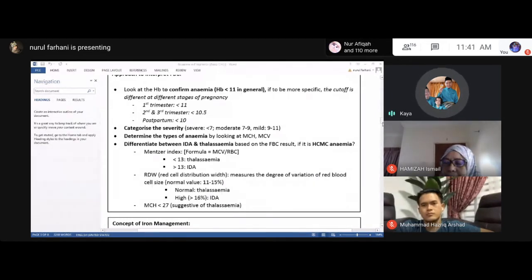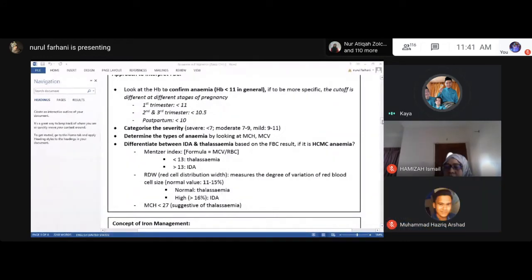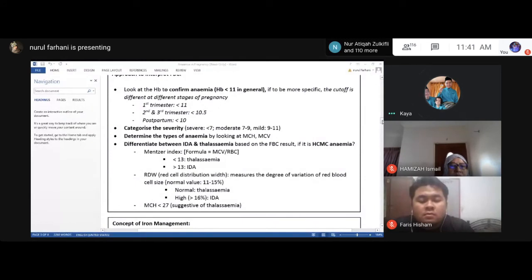RDW, or red cell distribution width, also helps because when we have iron deficiency, our body tries to replenish. When we replenish, a lot of new red blood cells are produced. So RDW shows how many variations there are in our blood formation. In IDA, we have different levels and different sizes of red blood cells. That will be reflected in a high value of our RDW. Okay, so that is the investigation.